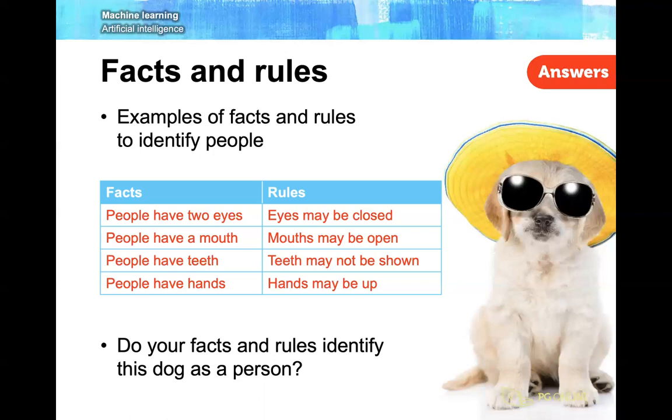Okay. Do your facts and rules identify this dog as a person? So what does a dog have? So we know people have 2 legs. A dog has 4 legs, so it wouldn't be. But people wear sunglasses. So there's some characteristics that could go with humans, some characteristics wouldn't.